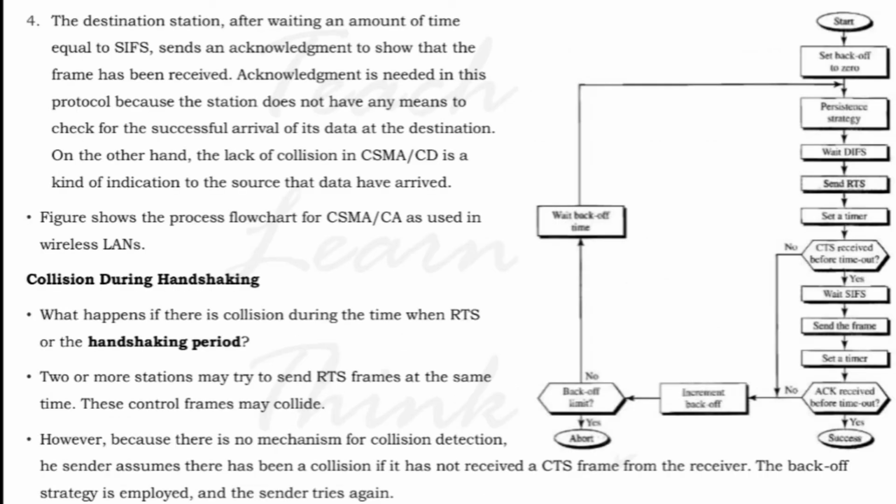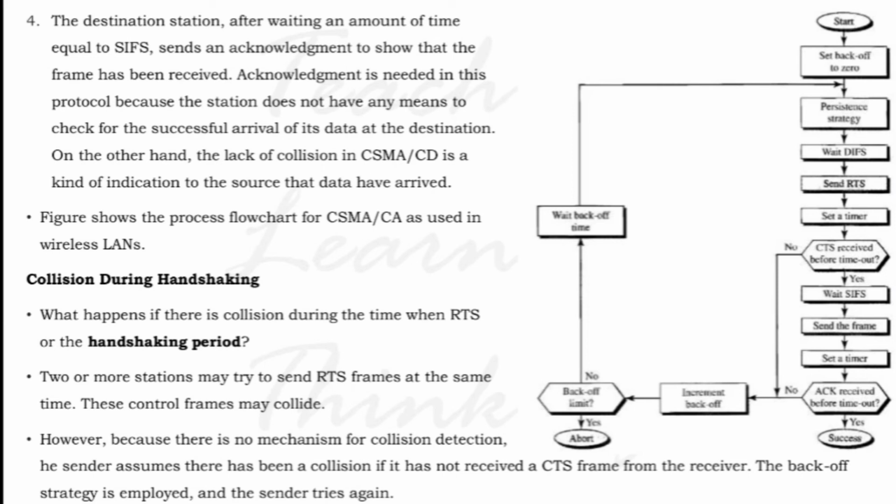And the fourth step is that the destination station, after waiting for an amount of time equal to SIFS, sends an acknowledgement to show that the frame has been received. Acknowledgement is needed in this protocol because the station does not have many means to check for the successful arrival of its data at the destination. On the other hand, the lack of collision in CSMA/CD is a kind of indication to the source that data has arrived. The figure shows the process flowchart for CSMA used in wireless LAN.